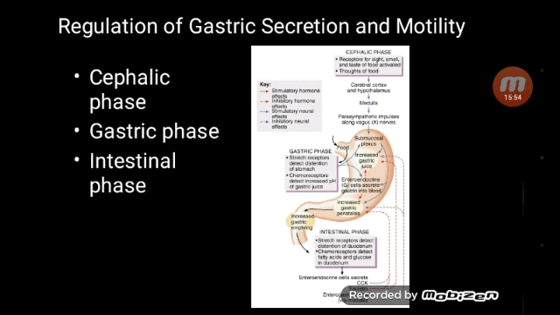So the antral contractions grind food into smaller particles and mix food thoroughly with gastric juices that help in partial digestion of food.